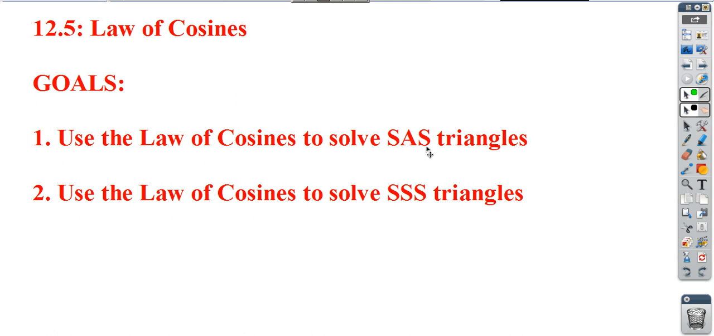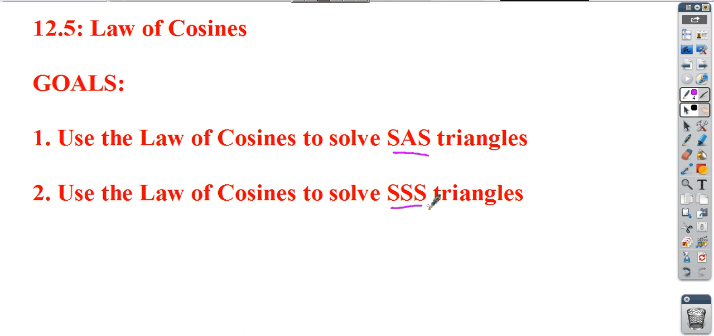Alright, so section 12.5 is on the law of cosines. In 12.4 we talked about the law of sines, and that's used for certain types of triangles, in particular what are called angle-angle-side or angle-side-angle triangles. The law of cosines is used for these two triangles that you see right here, side-angle-side and side-side-side.